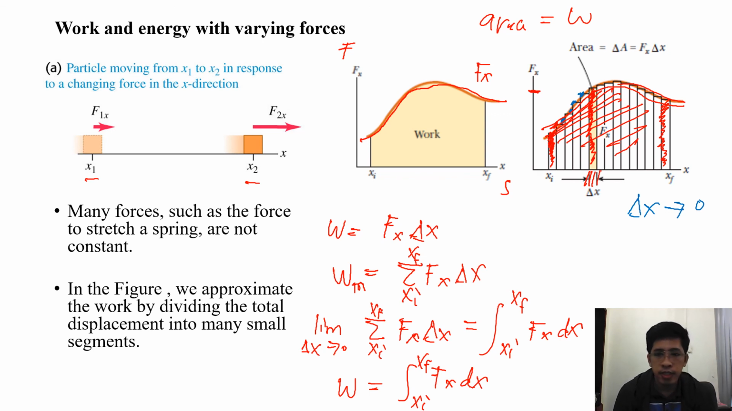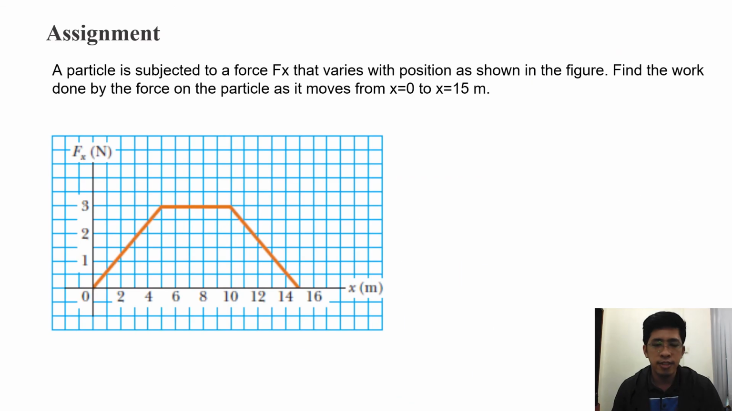So for these conditions, I request you to review your calculus in order to understand the derivation. So I'm leaving you this assignment for this video. You have a particle that is subjected to a force Fx that varies with the position as shown in the figure. Find the work done by the force on the particle as it moves from x equals 0 to x equals 15. Just some hint: again, the work done is equal to the area under the curve.